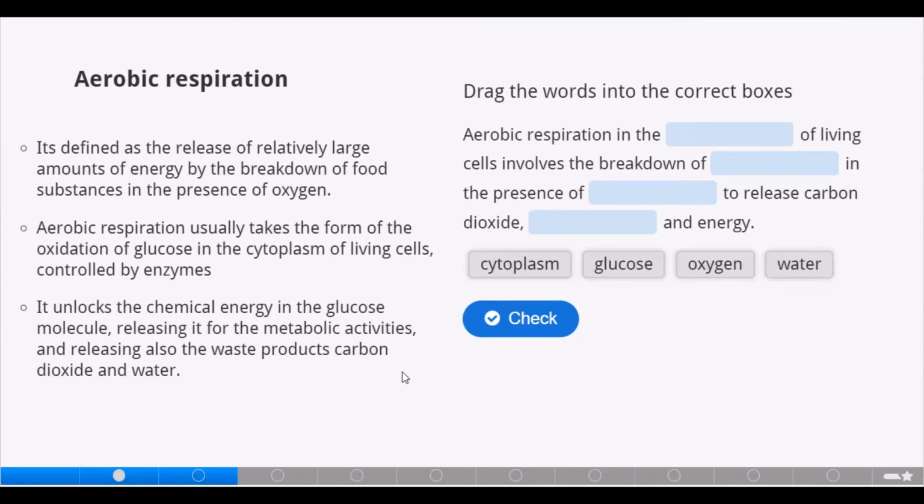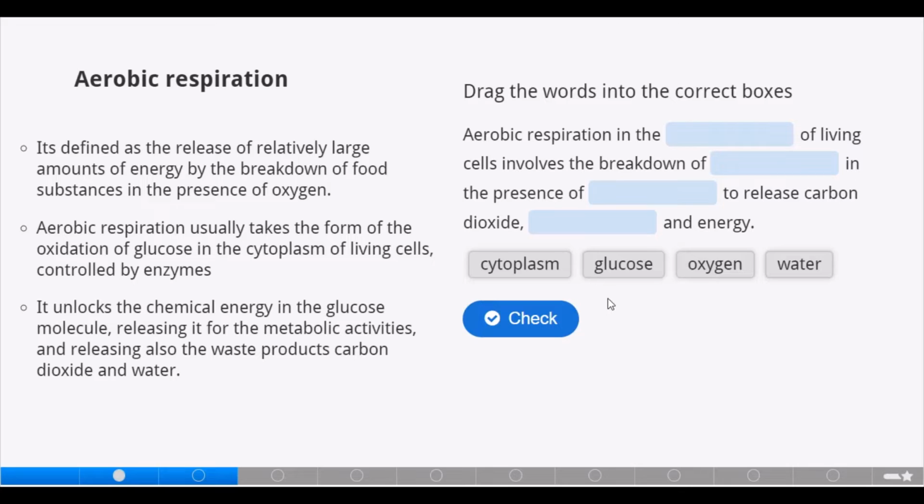So, diving deeper, aerobic respiration is defined as the release of relatively large amounts of energy by the breakdown of food substances in the presence of oxygen. Aerobic respiration usually takes the form of the oxidation of glucose in the cytoplasm of living cells, controlled by enzymes. It unlocks the chemical energy in the glucose molecule, releasing it for metabolic activities and also releasing the waste products of carbon dioxide and water.